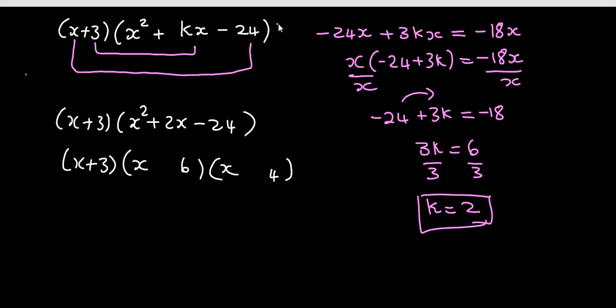The 24 is negative, so one should be positive, one should be negative. So the bigger number will take the sign of the middle term. So the bigger number 6 will be positive, this one will be negative. Therefore, this is fully factorized. This is how you factorize.